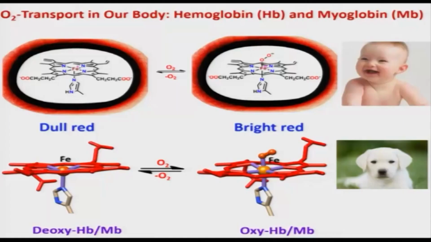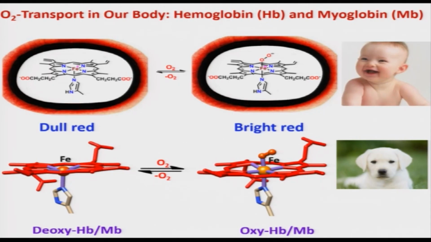Today, I will talk about heme oxygenase, which is responsible for the decomposition of the red blood cells in our own body. We have discussed earlier that hemoglobin and myoglobin are responsible for dioxygen transport and storage respectively in our body. In the deoxy form, the iron center is 5 coordinate and in high spin state.